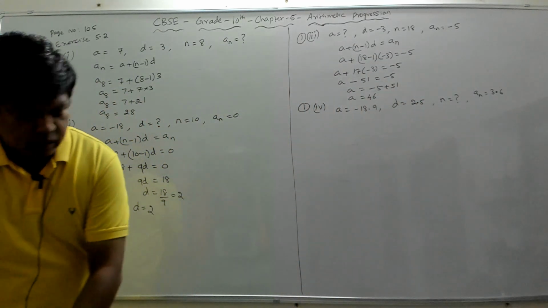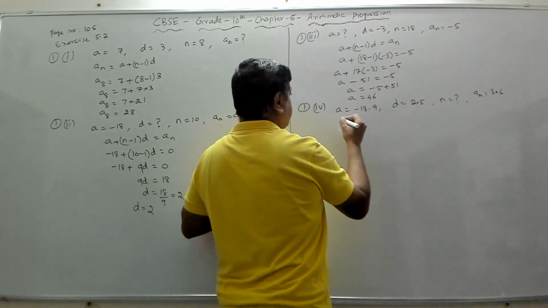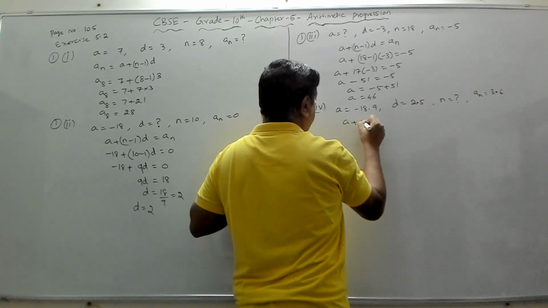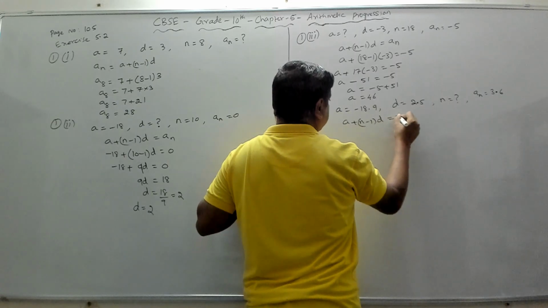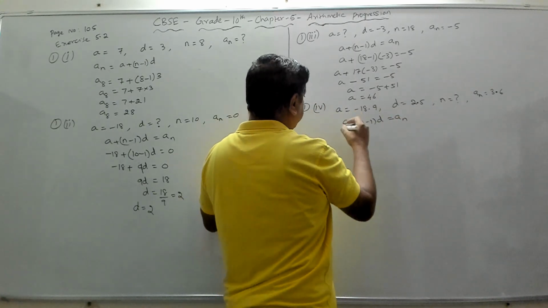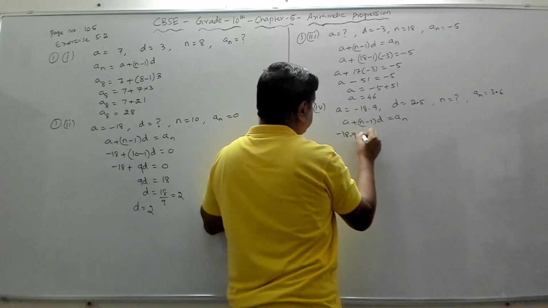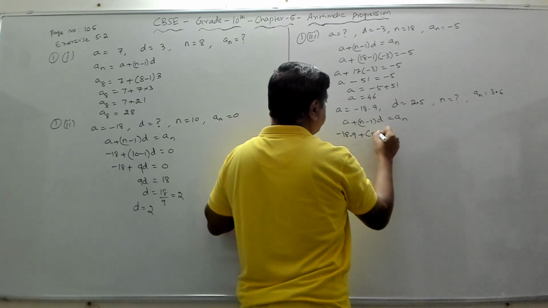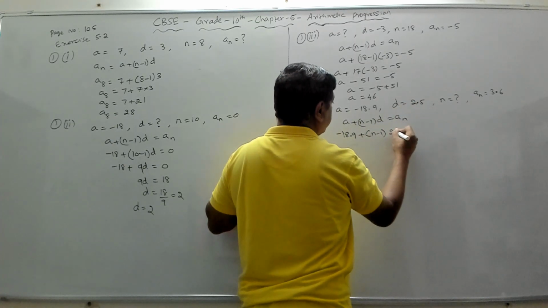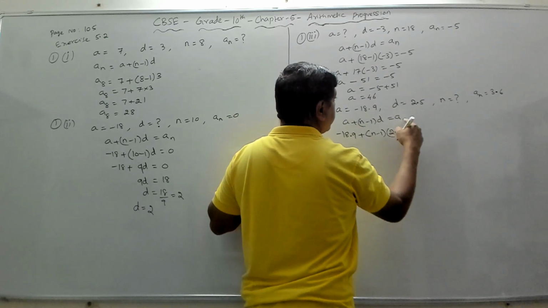So again we will apply our A plus N minus 1 into D is AN. That is the nth term of an AP. Now A is minus 18.9 plus N minus 1, N we don't know, we'll keep it as N minus 1, D is 2.5, equal to AN. AN is 3.6.